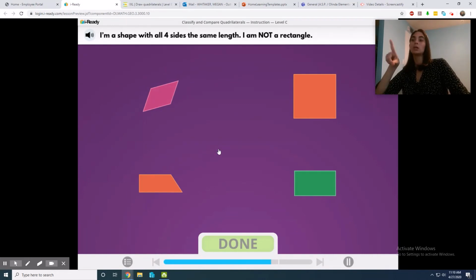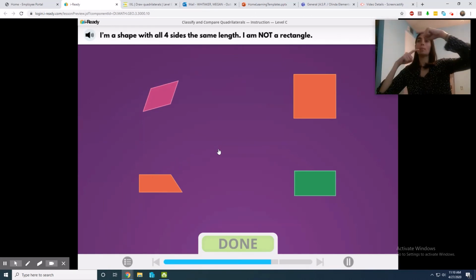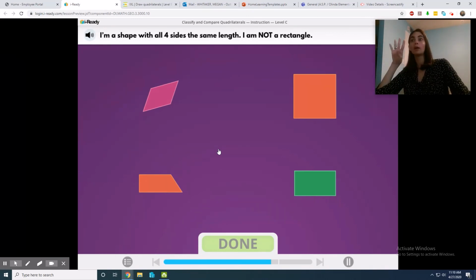So remember, a rectangle has four sides. Top and bottom are the same. Side and side are the same. And it has four right angles. So a square has four right angles, and the top and the bottom are the same, and the sides are the same. So it's not a square.